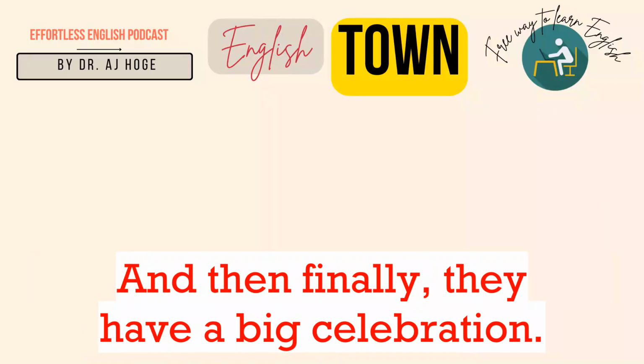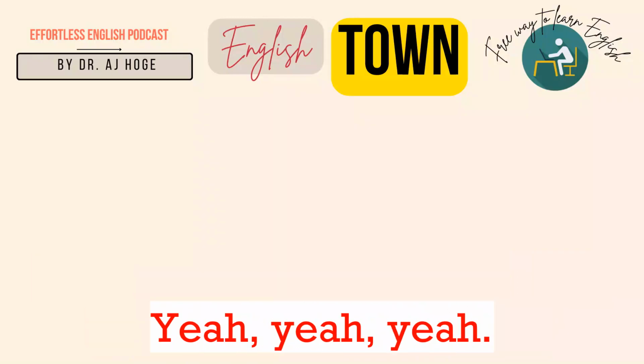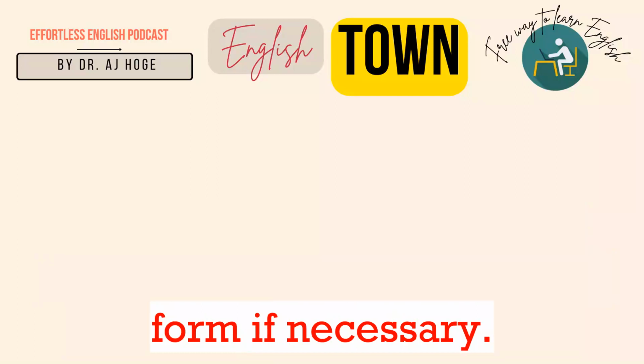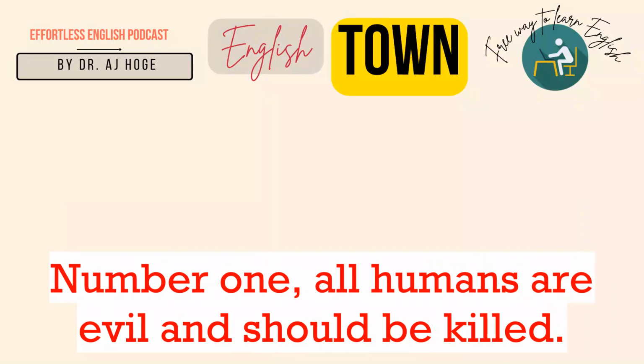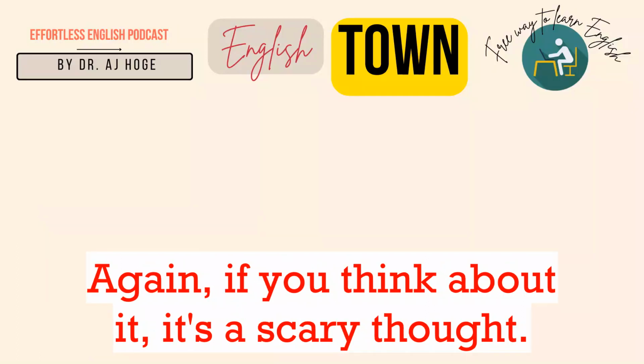All right, and then finally they have a big celebration. They sing the song again, Beasts of England, yay, yay, yay. Snowball gives a speech saying that every animal must be willing to die for Animal Farm, if necessary. So again, we're seeing this theme of death and killing start popping up now. Number one, all humans are evil and should be killed. Number two, all animals must be willing to die for the farm, to die for the revolution. Again, if you think about it, it's a scary thought.